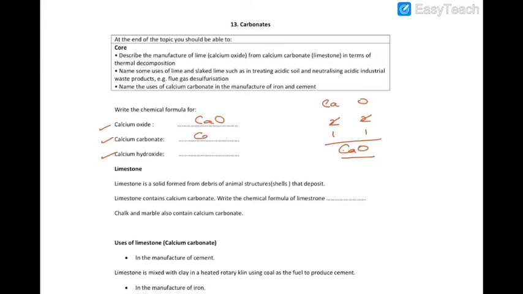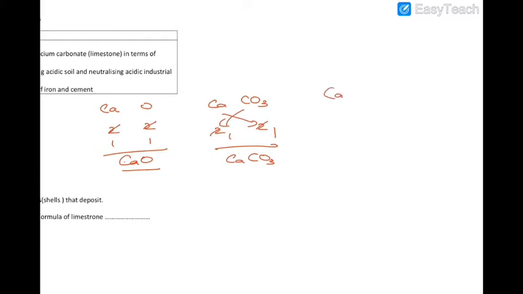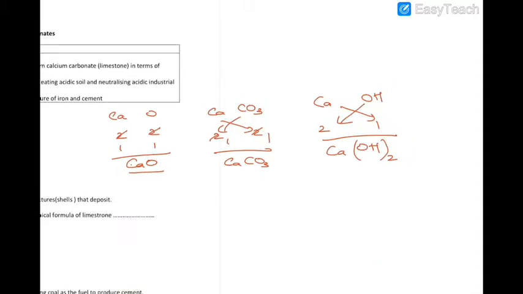So calcium carbonate, CaCO3, calcium hydroxide, Ca(OH)2, bracket twice. So just to show you the process, valency 2, CaCO3, calcium hydroxide, calcium valency 2, hydroxide valency 1, so Ca(OH)2. You have a radical that gets a valency of 2, so you have to use brackets.